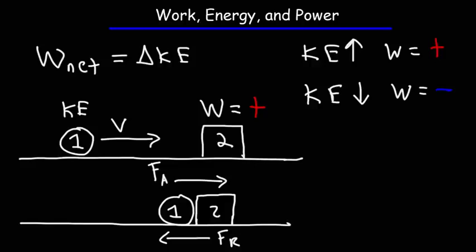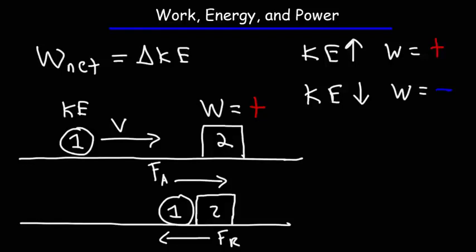Now while that's happening, block 2 exerts a reaction force on ball 1. As that is happening, block 2 is slowing down ball 1. And so block 2 is doing negative work on the ball because it's slowing down. It's decreasing the ball's kinetic energy. And so when these two objects collide, there's a transfer of energy. The ball is transferring some of its kinetic energy to the block. And so this ball slows down, whereas this block speeds up.